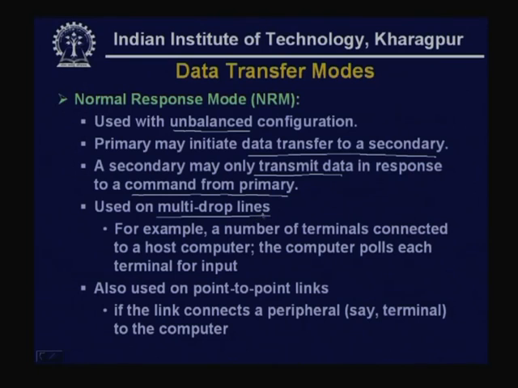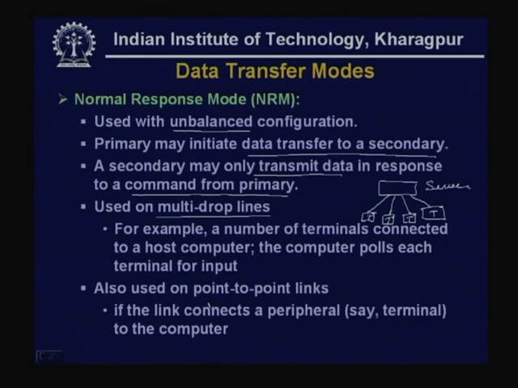As I mentioned, there can be one primary and several secondaries. So, in this case, a number of terminals are connected to a host computer. This is an example of multi-drop lines. You can have a computer, say a server, and then a number of terminals. This is a logical diagram, but you can use a bus sort of thing. So, the computer polls each terminal for input, and we have already discussed how the polling can be done.